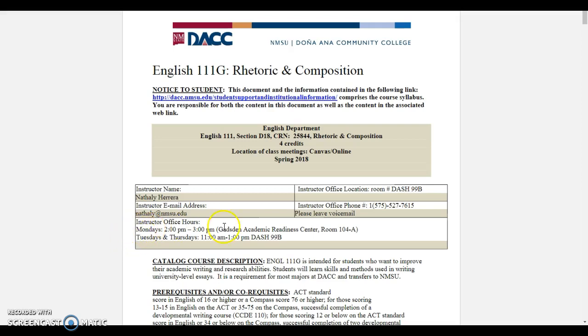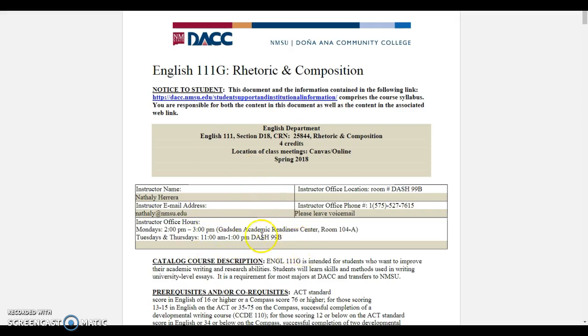So on Mondays, I am at the Gadsden Center. And then on Tuesdays and Thursdays, I am at the Espina campus in my office 99B from 11 to 1. I do have a class at 1, so if you ever want to come and talk to me, please make sure that you don't come like at 12:50, unless you just have a quick question. But if you want me to explain something or have a more lengthy conversation, just keep in mind that I have a class that starts at 1.